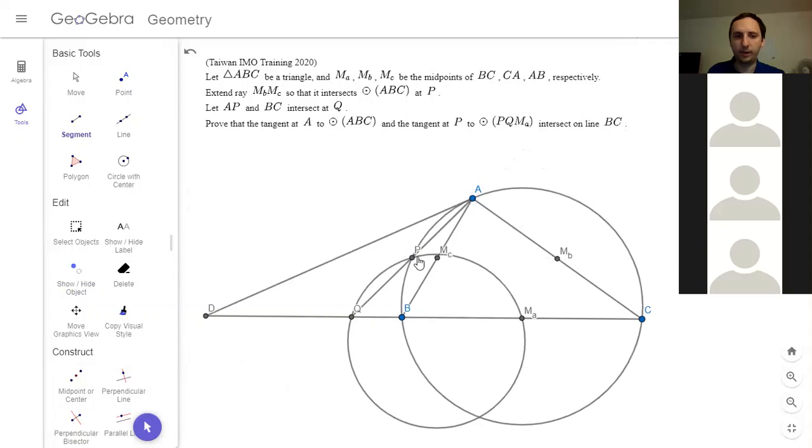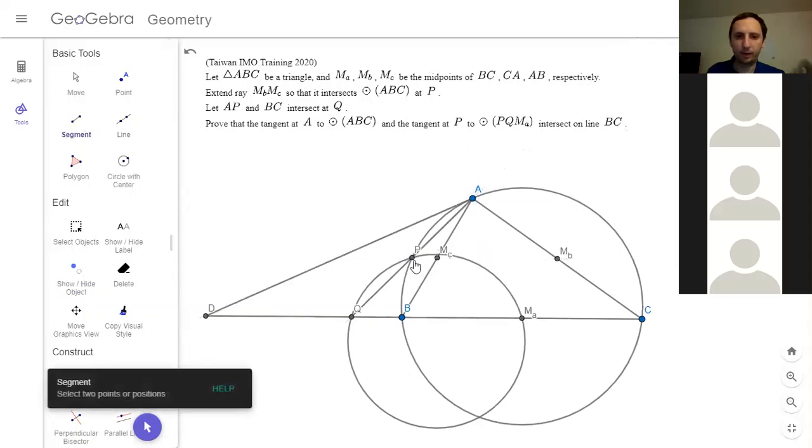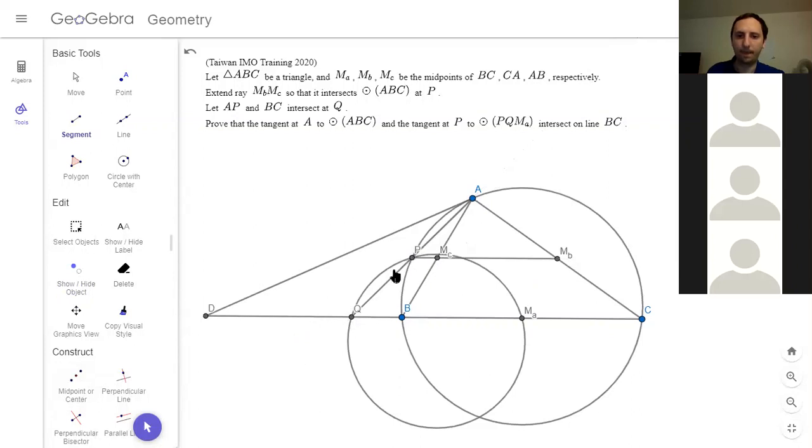So we want to show that DP is tangent to this circle right here. So we want to show DP squared is BQ times DMA. I wonder if these 4 points are in harmonic conjugation. No, they can't be. I wonder what point. So I think DB times these. Actually, I'm not sure now.